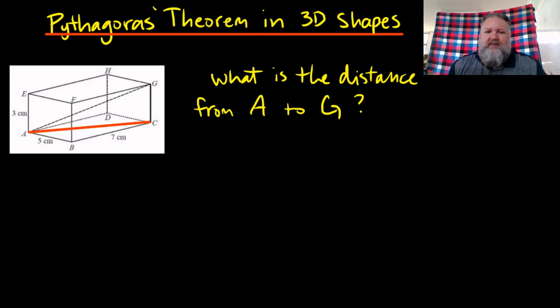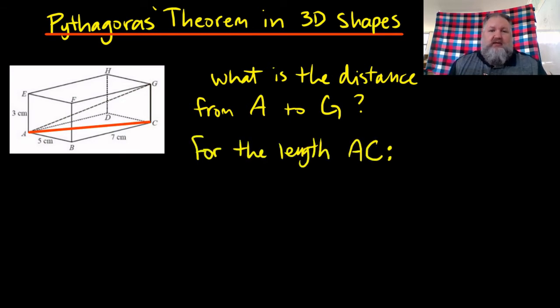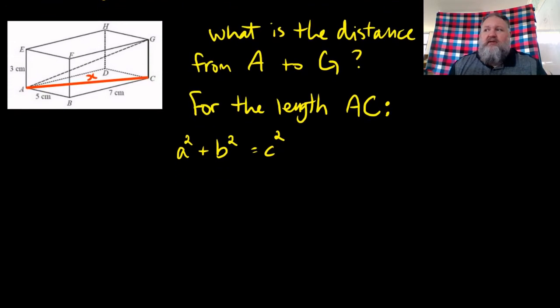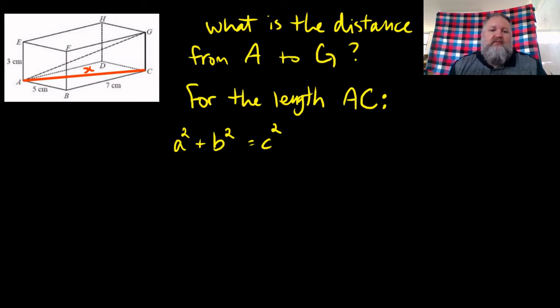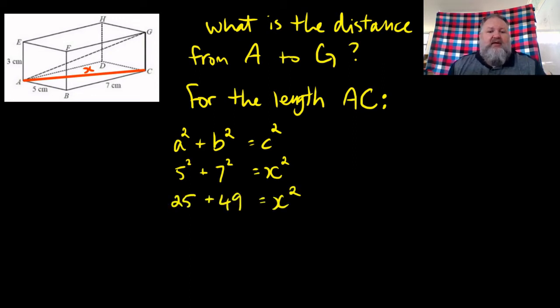So let's do that. For the length A to C, we start off with our Pythagoras' theorem, the equation for it: a squared plus b squared is equal to c squared. Now, for this instance, I'm going to refer to this as x because I don't know that distance. So let me just move this up and we will substitute in. We'll have 5 squared plus 7 squared equal to my unknown squared. I can get my 25, which is 5 squared, and my 7 squared is 49. I can add them together. I'll get 74, which is equal to x squared.